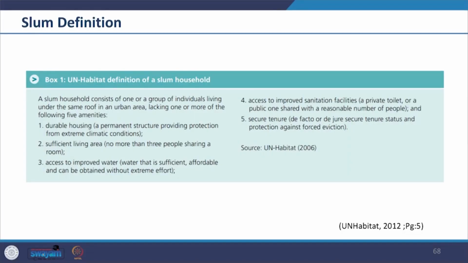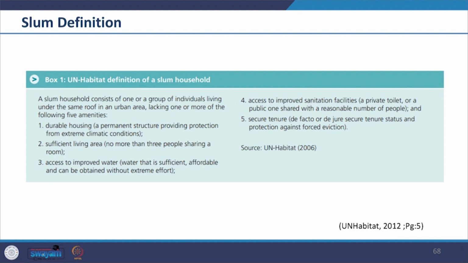Now moving ahead, we look at the official definition, which is given by United Nations. United Nations uses official definition as given in its document of 2006. A slum is one or a group of individuals living under the same roof in an urban area lacking in one or more of the following 5 amenities. So you need to pay attention here, if any one of these or more of these are lacking, they would be considered as slum as per the definition of United Nations.